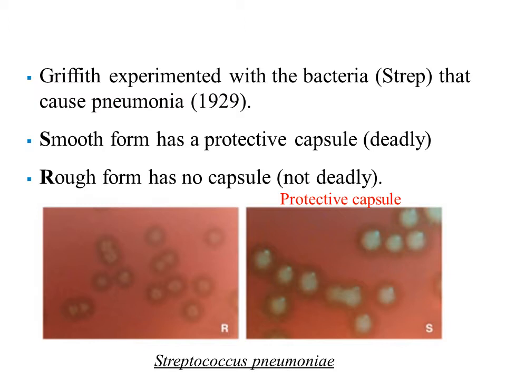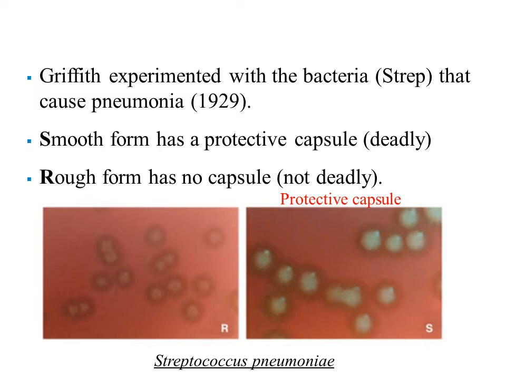This takes us to an experiment by a scientist named Griffith. Griffith looked at bacteria and how the bacteria affected a mouse. The bacteria in question is Streptococcus pneumoniae. So in 1929, Griffith performed an experiment. He had 2 variations of Streptococcus pneumoniae. One was a deadly strand and one was not deadly.